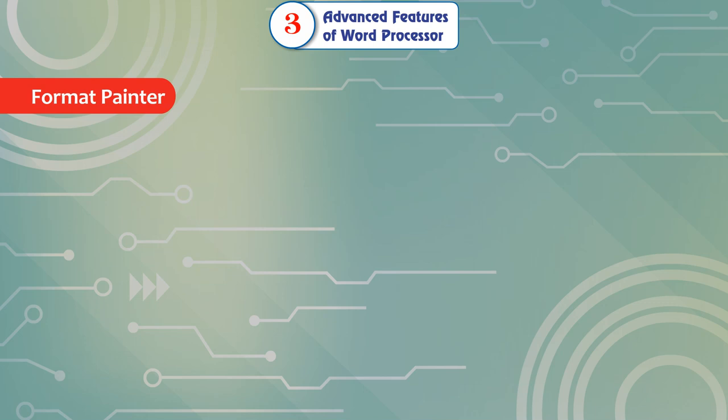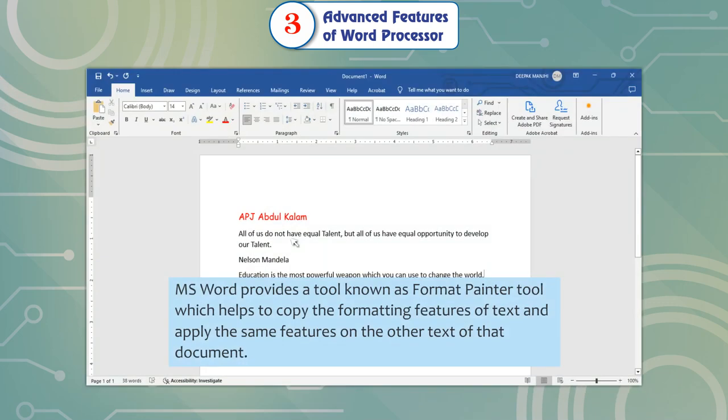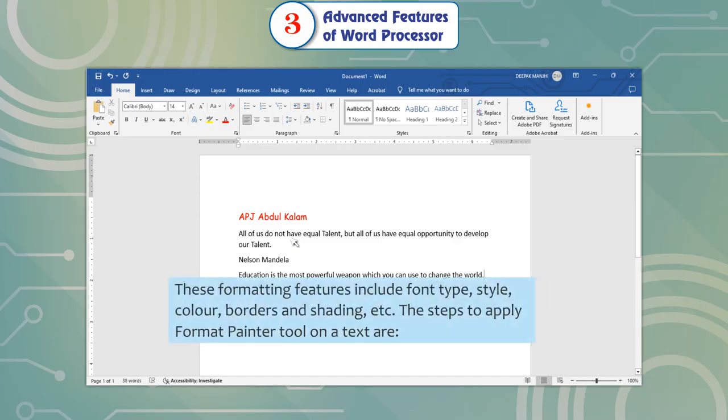Format Painter. MS Word provides a tool known as Format Painter tool, which helps to copy the formatting features of text and apply the same features on the other text of that document. These formatting features include font type, style, color, borders and shading, etc.